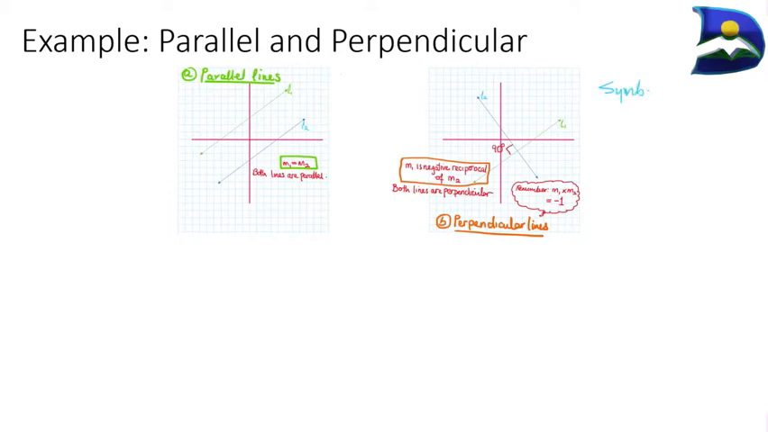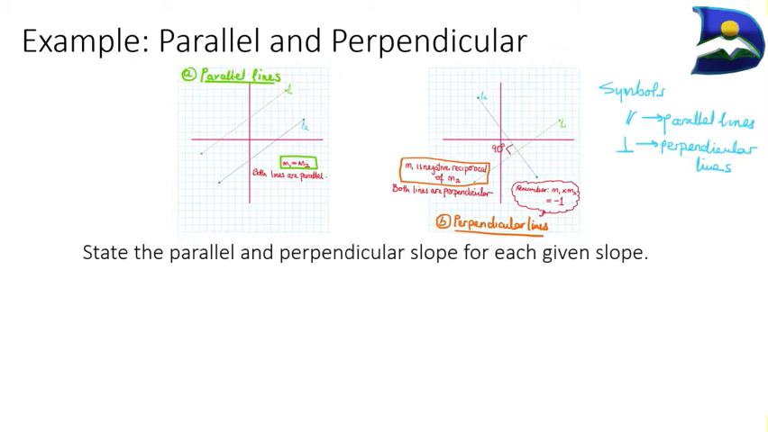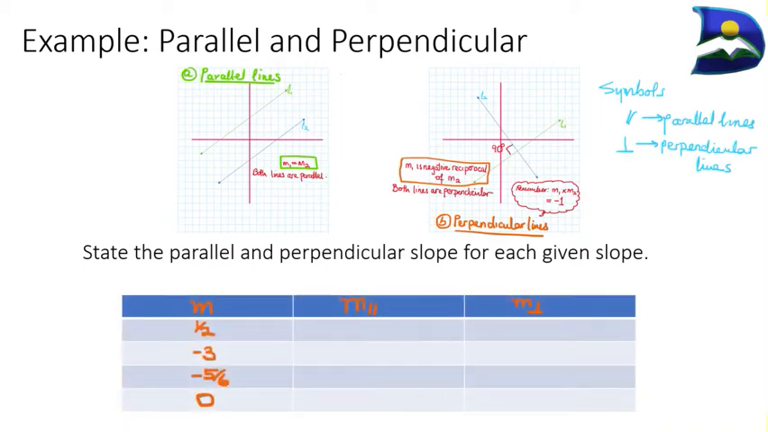Please try to remember in terms of symbols that when you see two stroke lines, this symbol represents parallel lines, while lines that cross each other, like a T flipped upside down, that symbol represents a line that is perpendicular to the other line. So let's look at this question here. It says that we should state the parallel and perpendicular slope for each given slope.